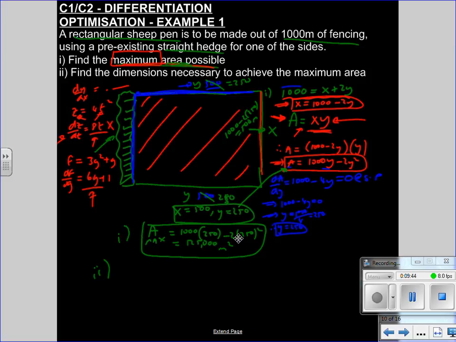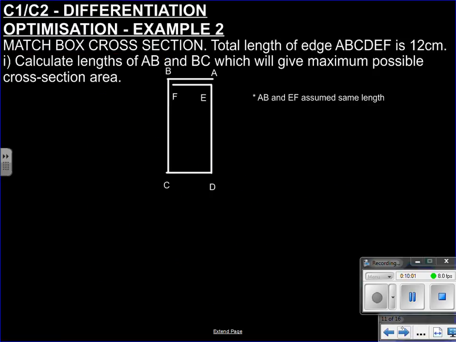Number 2, find the dimensions necessary to achieve the maximum area. Well, we did that. X needs to be 500 meters and Y needs to be 250 meters. So you could say 500 by 250 meters are the dimensions. Done. Nice. Love this. Love this topic. It just brings it all together.